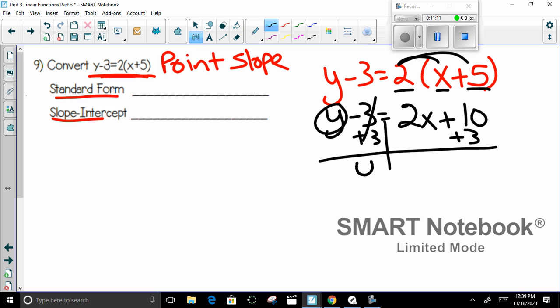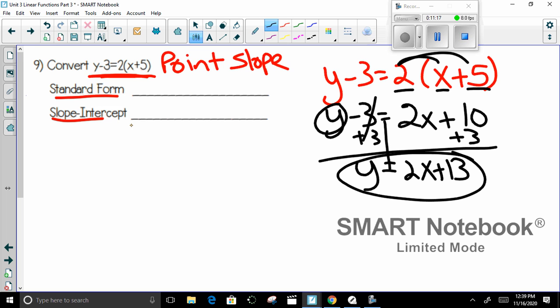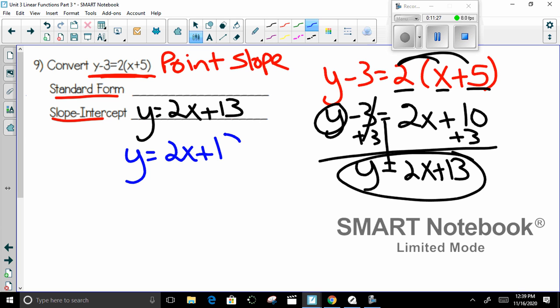So I get y equals 2x plus 13. What form is that in? That's in slope-intercept. You usually always go right to slope-intercept from point slope, and then from slope-intercept you can take it to standard. Remember, standard form is ax plus by equals c.